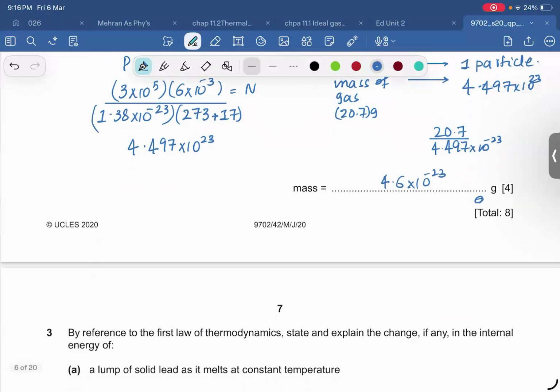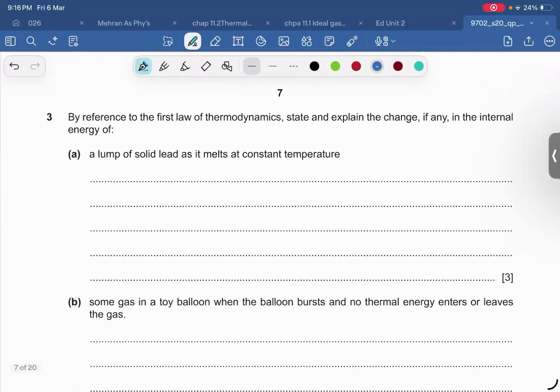Okay, we move on. Ivan, please read the question. By reference to the first law of thermodynamics, state and explain the change, if any, in the internal energy of a lump of solid lead as it melts at constant temperature. Okay, what's the first law of thermodynamics? ΔU equals Q plus W.